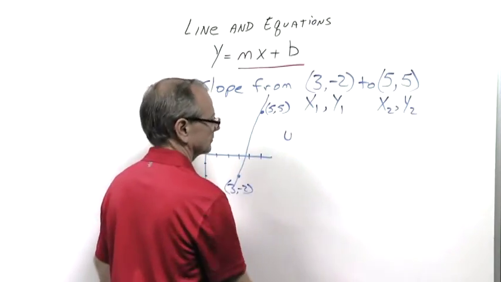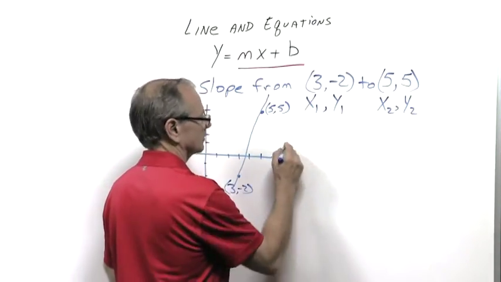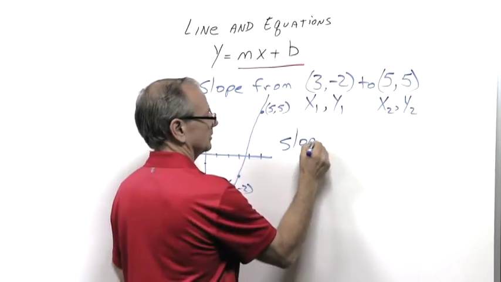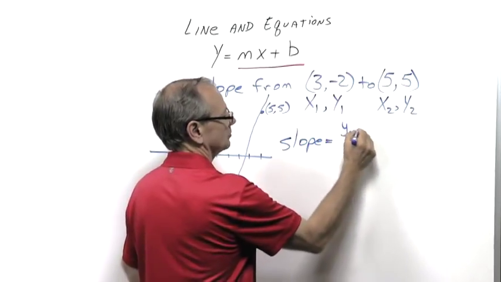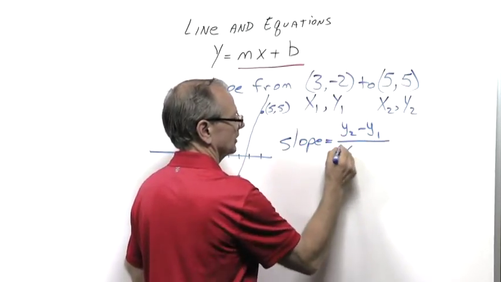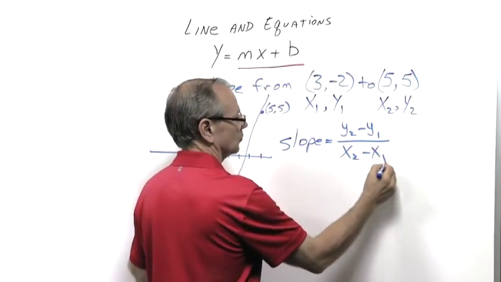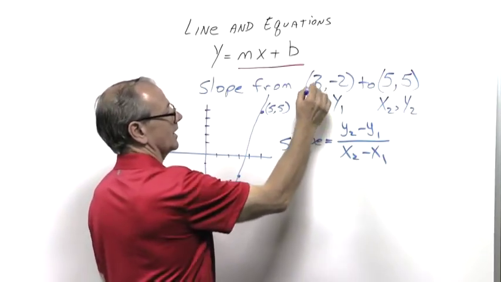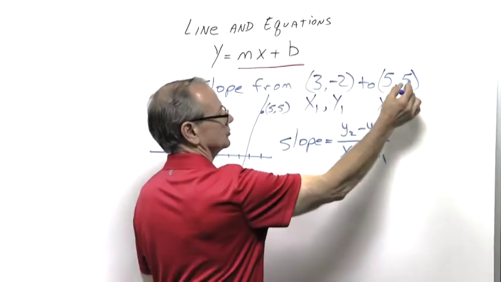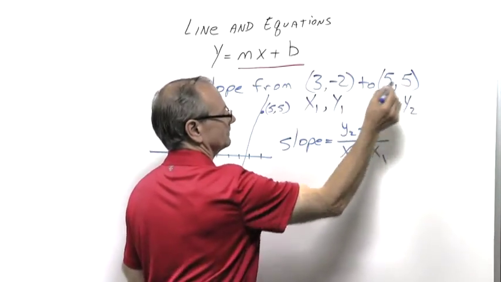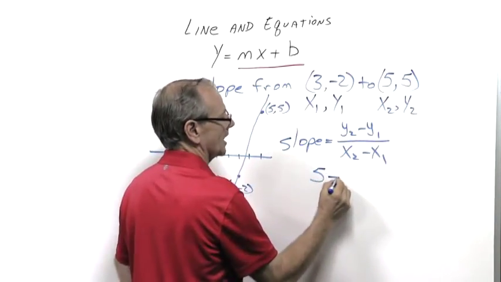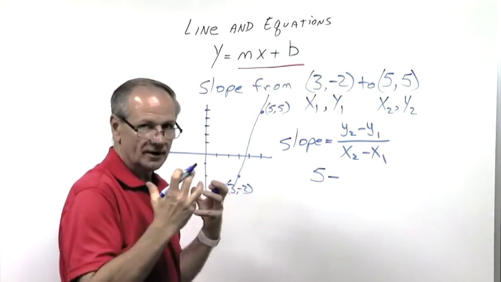The slope is equal to y2 minus y1 over x2 minus x1. And I've already labeled these. This is my x1, y1, x2, y2. So I'm going to take the 5 on top minus. The formula calls for a minus.